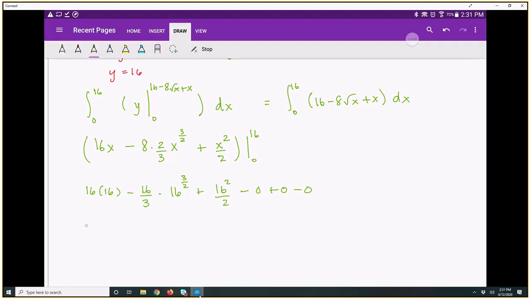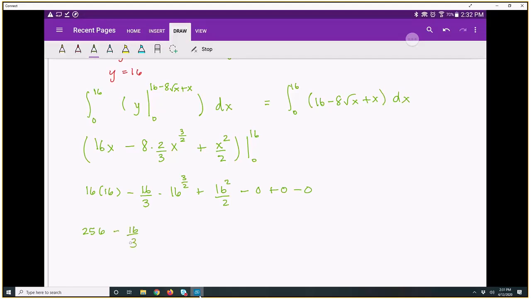So I know 16 squared is 256. Now the term 16 to the power 3 over 2, I can think of that as the square root of 16 raised to the power 3. So that's 4 to the power 3.